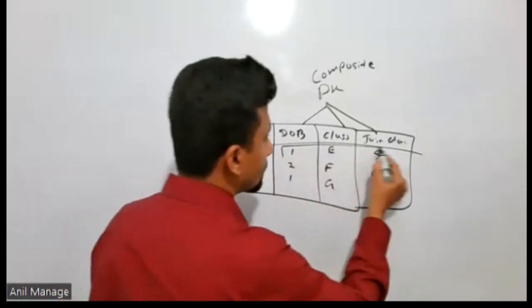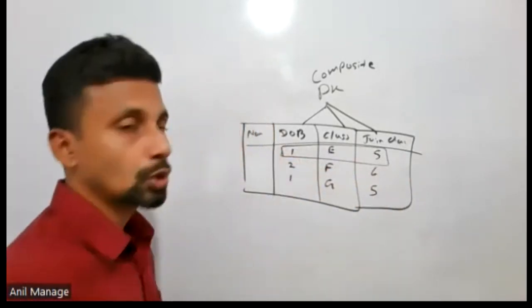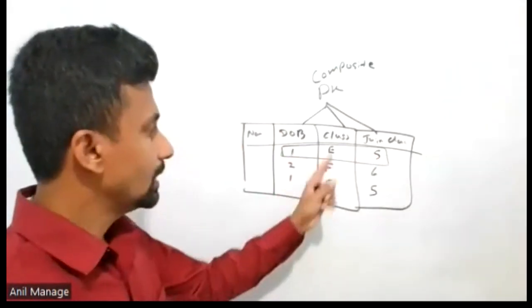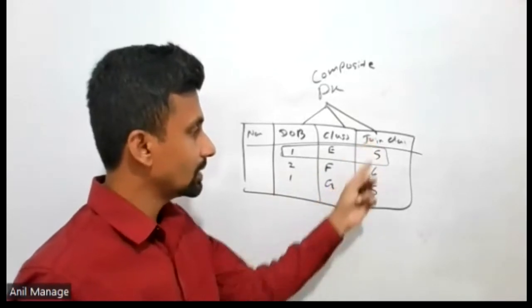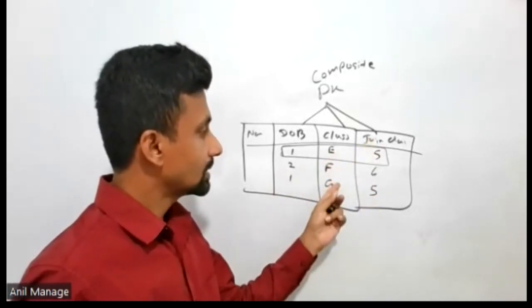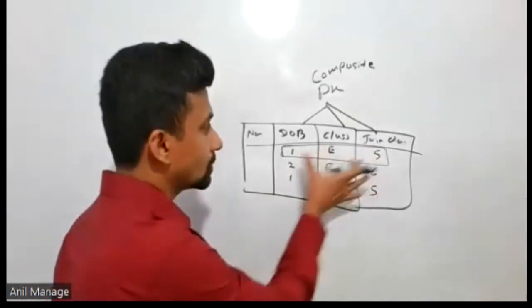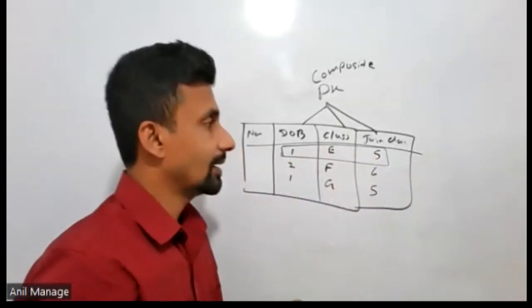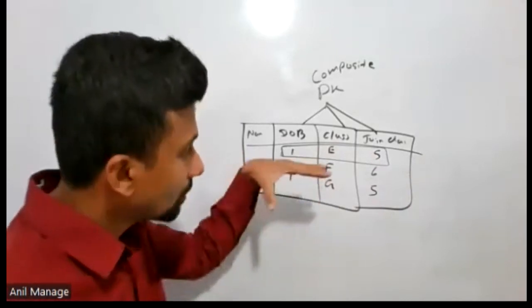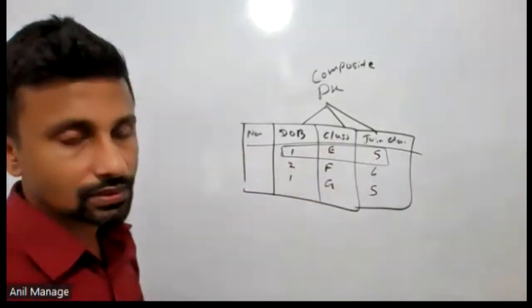But if you take all these three fields together, 1 E5, you have 1 here, but class is G. 5 is here, but your class is C, here class is G. So even these two are repeating, E is not repeating. So if you take the whole thing, that means three fields together, it is not repeating anywhere.